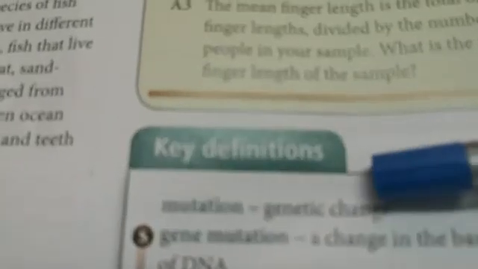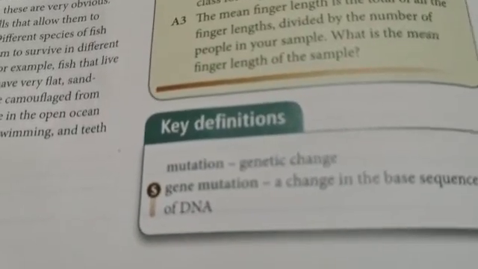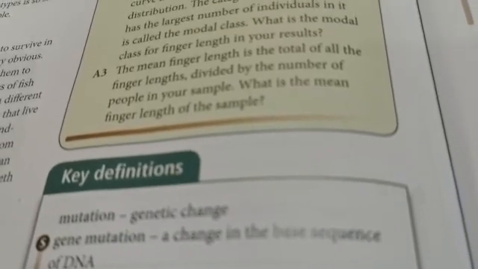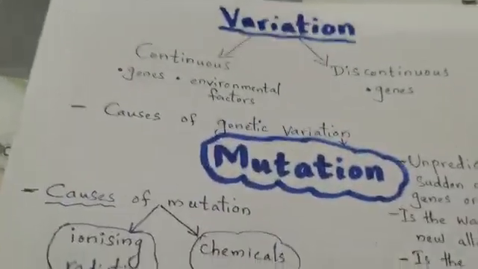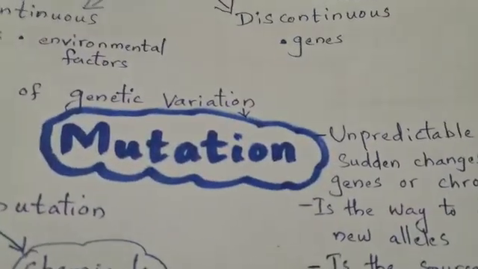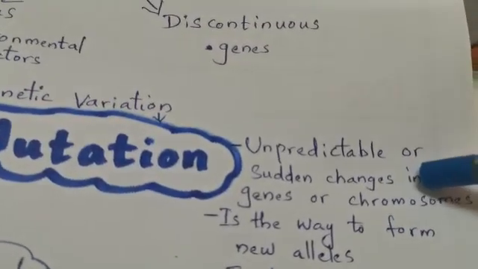Page number 250. If you are looking down, you can see the definition of the mutation and genetic change. If you are taking page number 250, you can see the definition of mutation and genetic mutation. This is the definition of mutation: unpredictable or sudden changes in the genes or chromosomes.